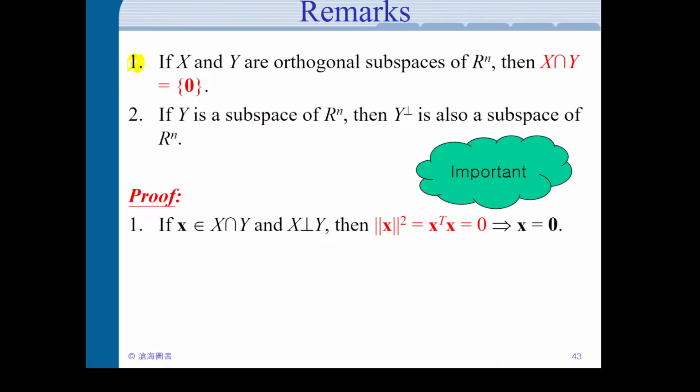So this is our Lemma 5.2.0, because we will use this quite a bit. It says that if X and Y are orthogonal, then the intersection of X and Y is just the zero vector. It's not an empty set, it's the zero vector. And we can see a whole bunch of examples already.